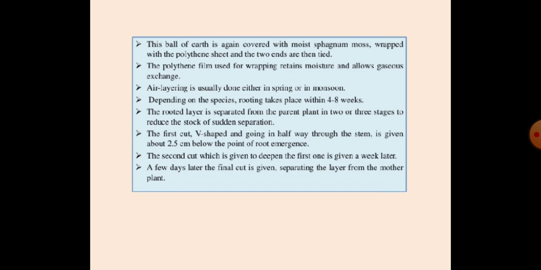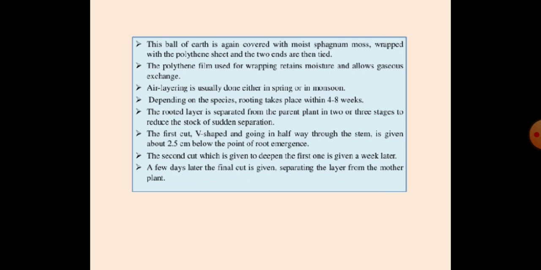The ball of earth is again covered with moist sphagnum moss. Then polythene should be wrapped around it and both ends tied. So after ring making, you have to apply moist soil with the sphagnum moss, and cover it with the polythene cover. Both ends are tied with a rope. The polythene film used for wrapping retains moisture and allows growth. Air layering is usually done either in spring or in the monsoon season. Depending on the species, rooting takes place within 4 to 8 weeks.